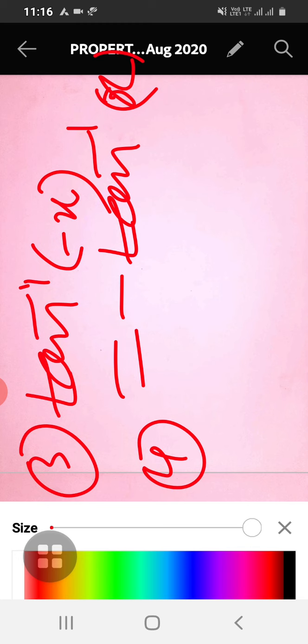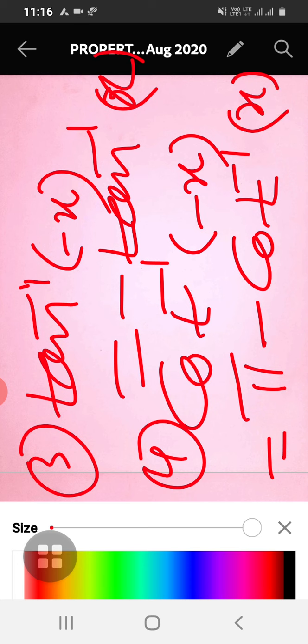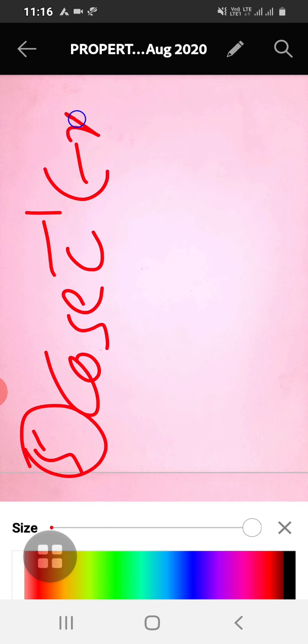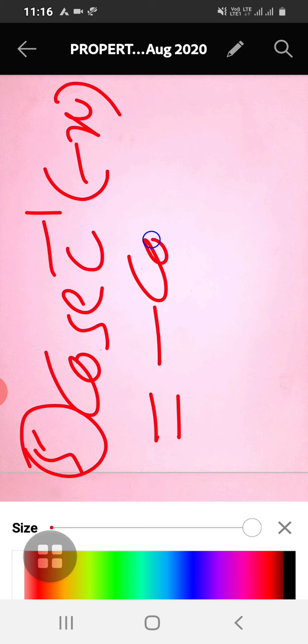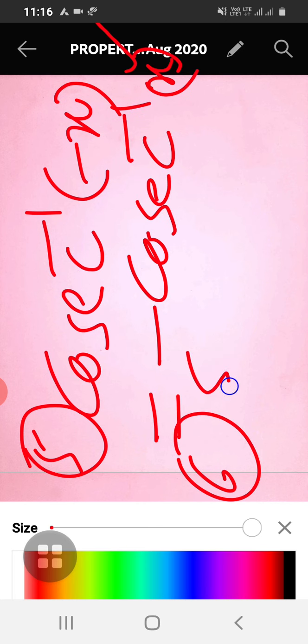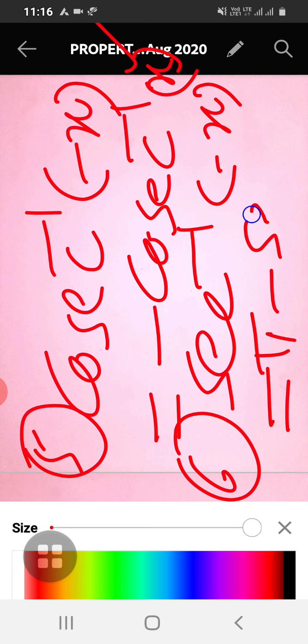Then we have proved this for cot inverse. For cot, what we got: cot inverse of minus x is pi minus cot inverse x. Then the fifth one is cosecant inverse of minus x is equal to minus cosecant inverse x. Then the last one is secant inverse of minus x is equal to pi minus secant inverse x.